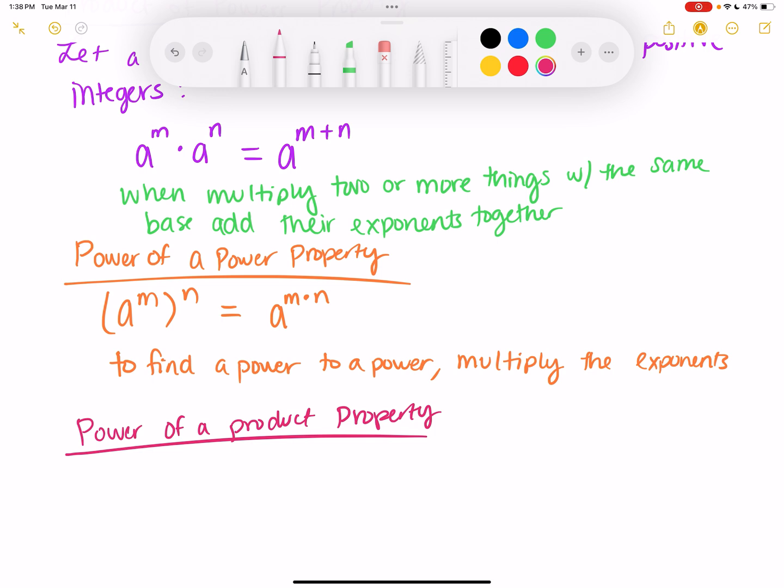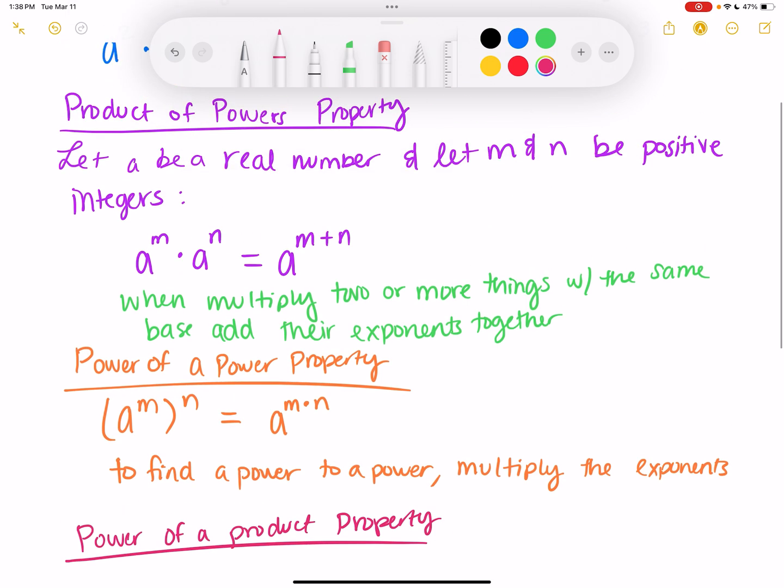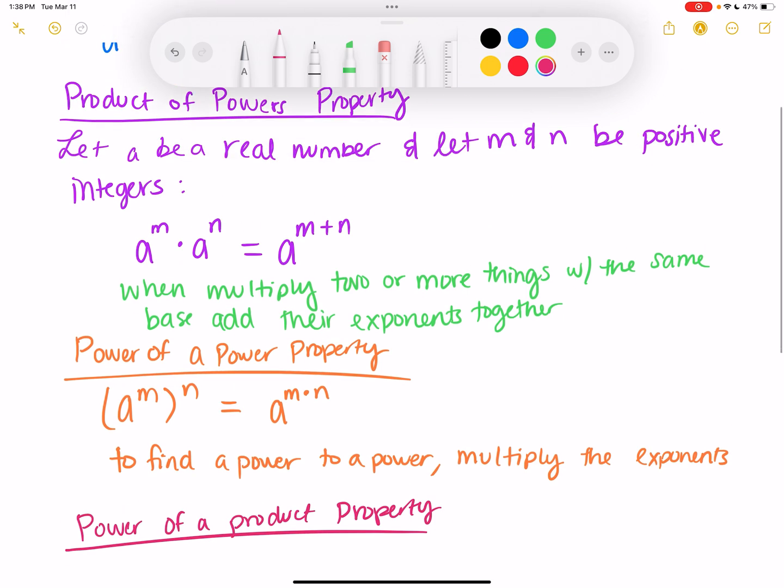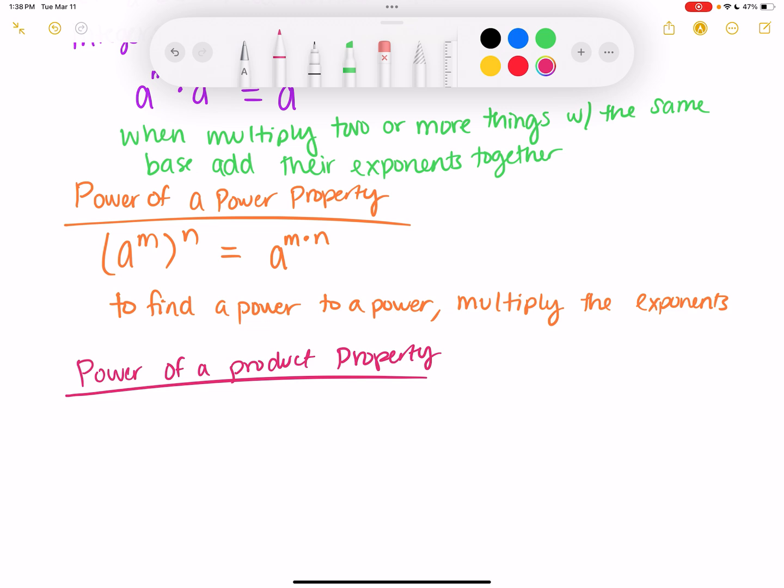Again, all the stuff that I wrote up here, let a be a real number, m and n be positive integers, also applies down here. So this would be if I had a times b, and then all of that is being raised to the m. So I have two things that have different bases. Obviously it's going to be a bit of a bad example, but if I had like 2 times 3 raised to the m, this is the same thing as a to the m times b to the m.